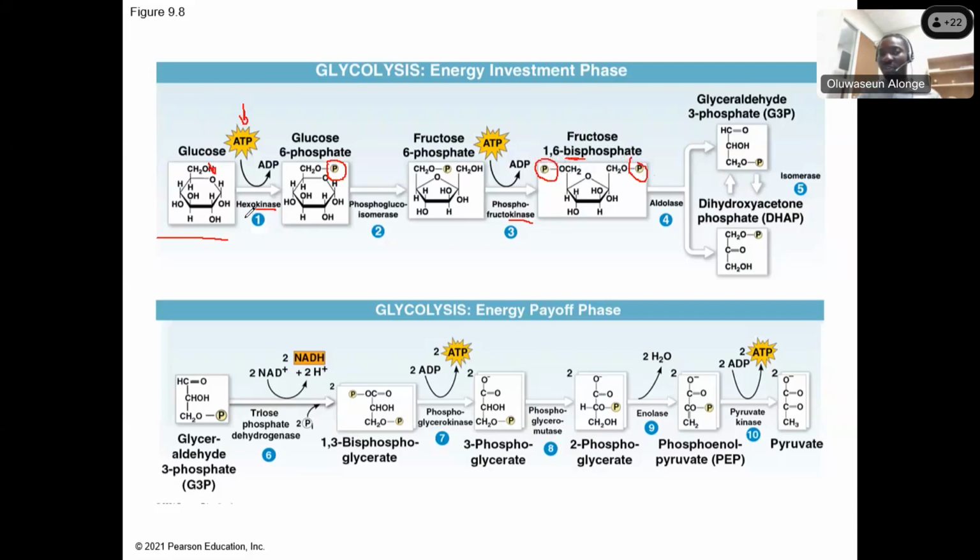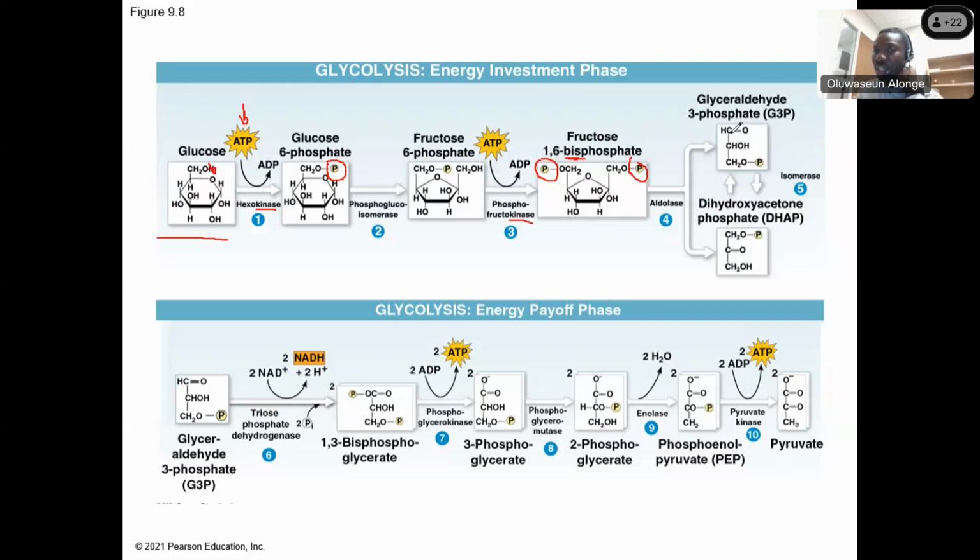So now the glucose molecule is in the process of being broken down. But now this is the phase when we are requiring energy. Then aldolase is going to act on this and make an attempt to split it. Now you have G3P.